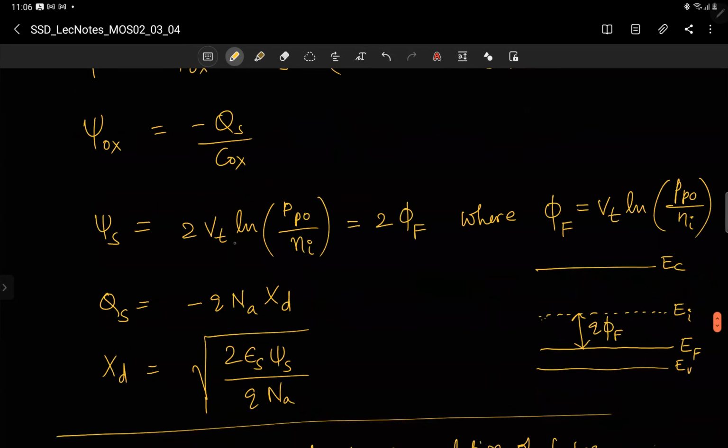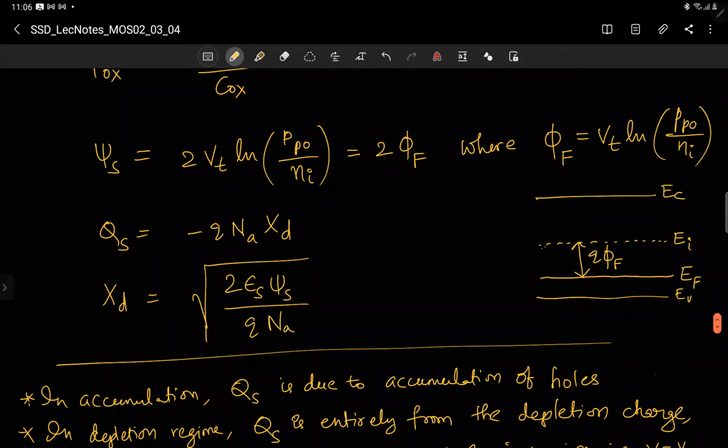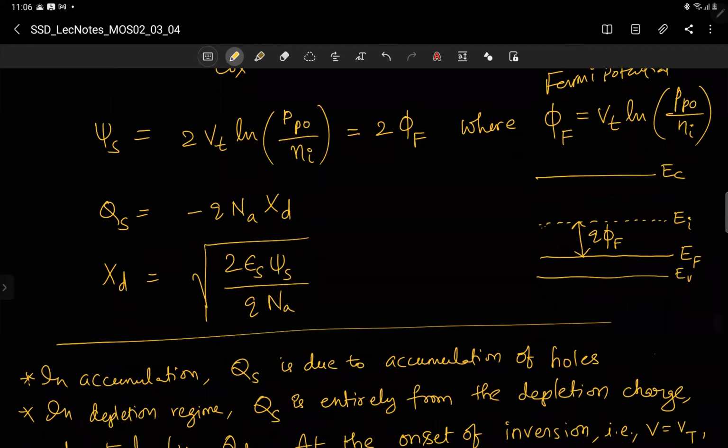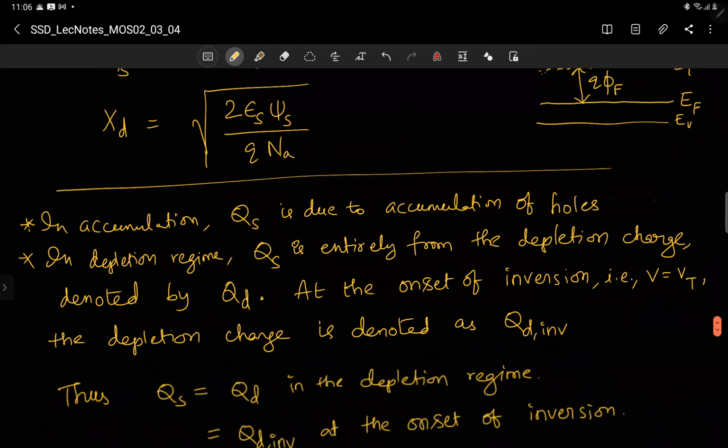So psi s, we said at inversion, is 2 VT ln(p0 by ni), so equal to 2 phi f, where phi f is called the Fermi potential, that is with reference to Ei. All right. So this Fermi potential is a difference with respect to Ei only. So don't get confused with any other potential. So Qs is minus q NA XD, and XD is given.